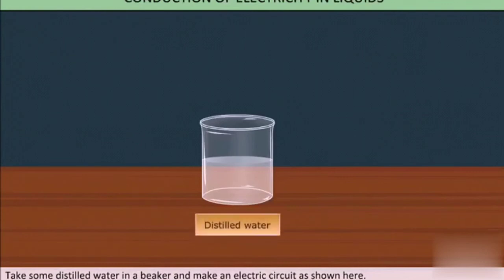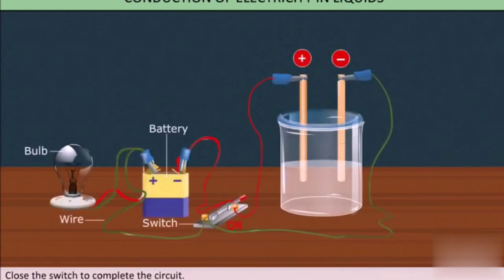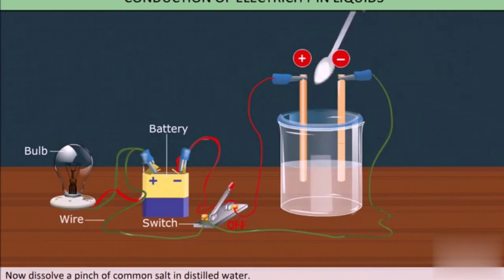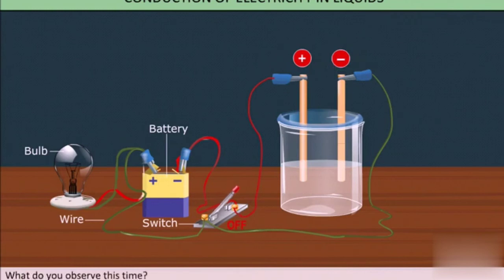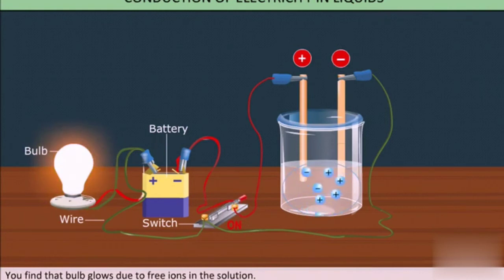Take some distilled water in a beaker and make an electric circuit as shown here. Close the switch to complete the circuit. You can observe that the bulb does not glow. Now dissolve a pinch of common salt in distilled water. Again test. What do you observe this time? You find that bulb glows due to free ions in the solution.